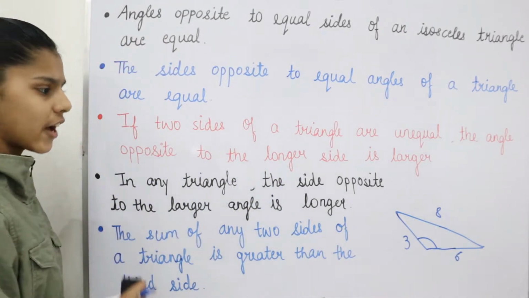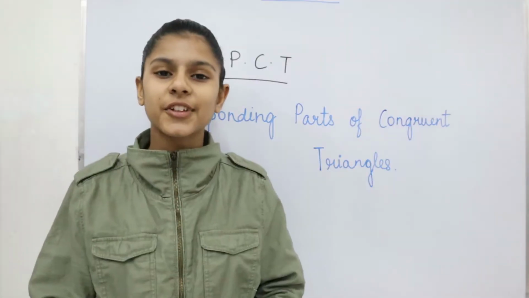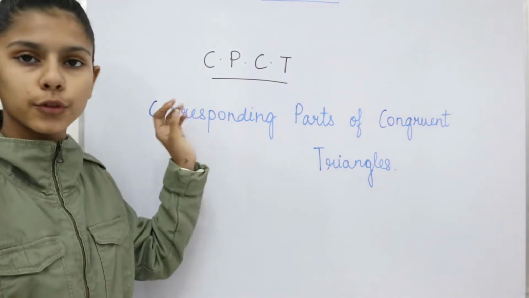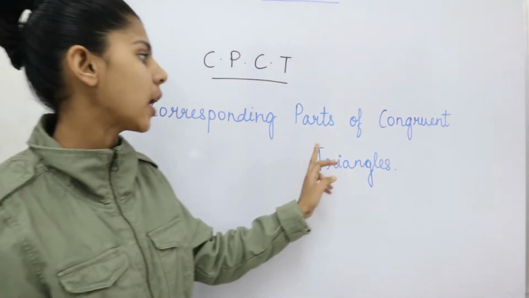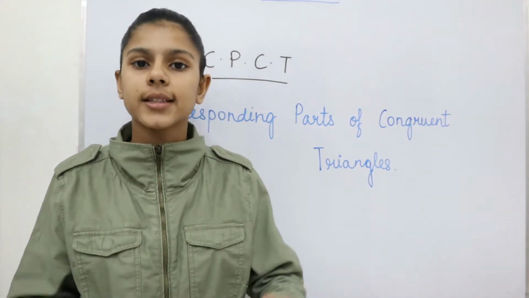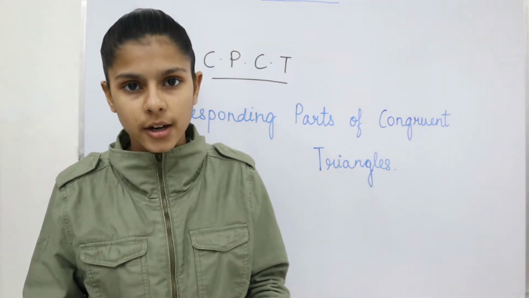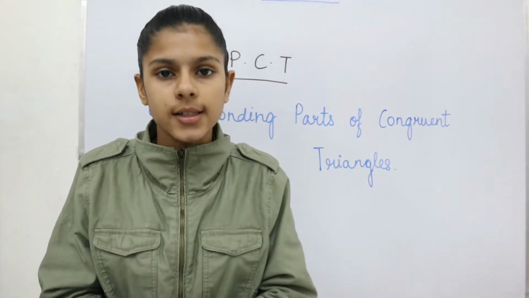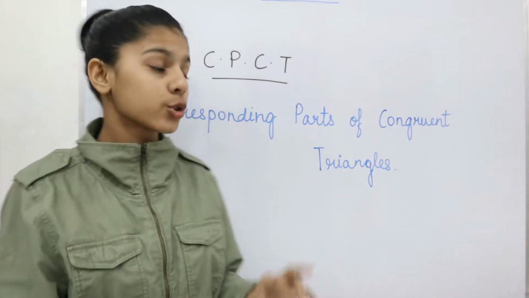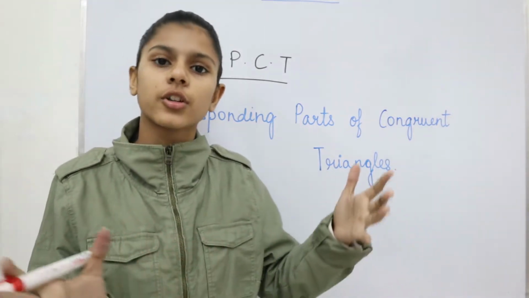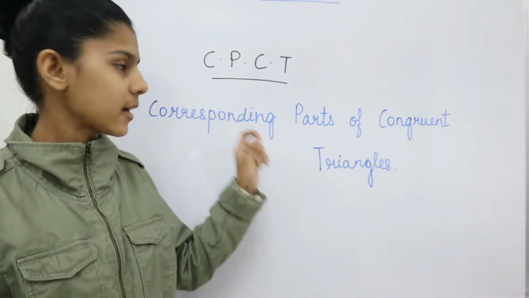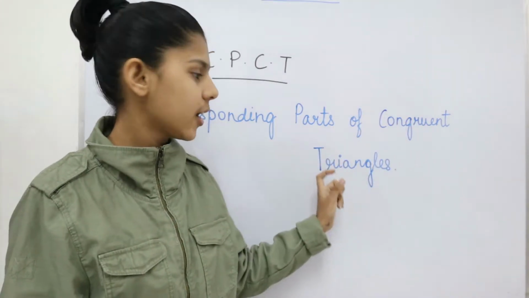Fine. So these were the 5 rules that are there in the chapter. Here I forgot to tell you about one topic, which was CPCT. The full form of CPCT is corresponding parts of congruent triangles. It means if there are two triangles and they are congruent, then the corresponding parts, meaning the rest of the parts of those triangles, will also be equal. So this is CPCT.